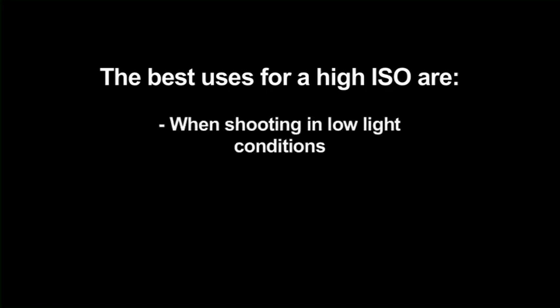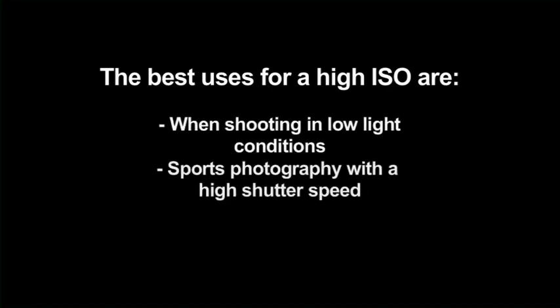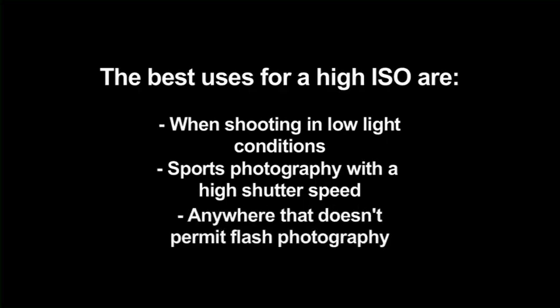post. Best uses for a high ISO are when you're shooting in low light conditions, when you're shooting sports where you want to increase the shutter speed, or anywhere that it's not permitted to use a flash, so you have to use the ambient lighting. Remember, always shoot on the lowest ISO that is possible to achieve the lowest noise in your image. This will improve your chances of getting the best photo.